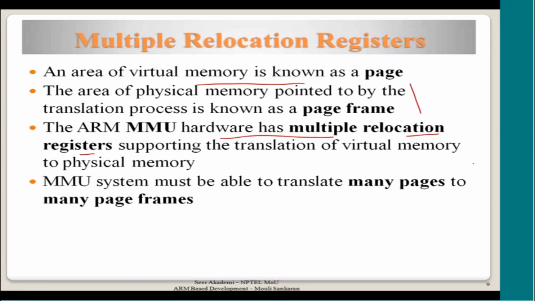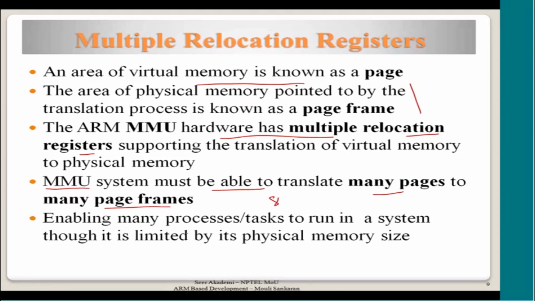So the MMU system must be able to translate many pages to many page frames. That is a requirement of the MMU. Otherwise, if it had a limitation of only 8 pages or 100 pages, it would be very limited support. Basically, we are able to enable many tasks to run in the system, though it is limited by its physical memory. Okay, good.